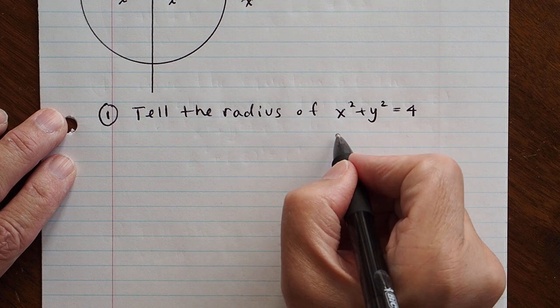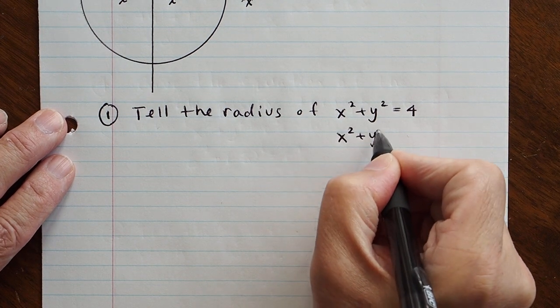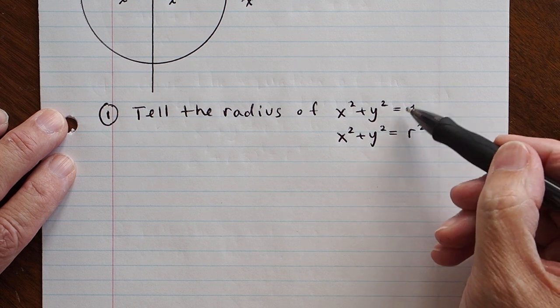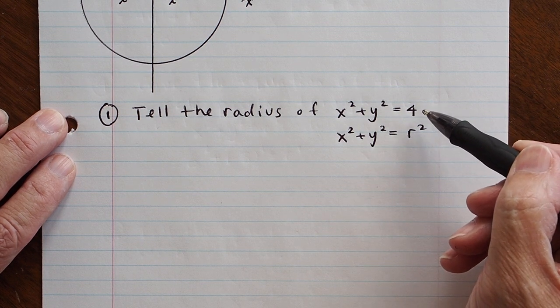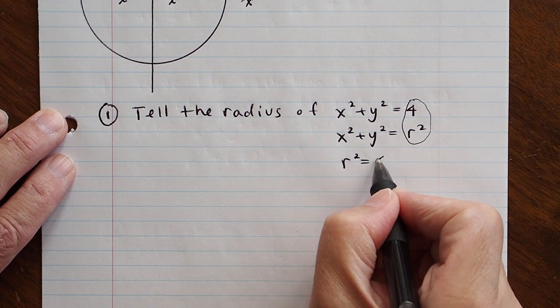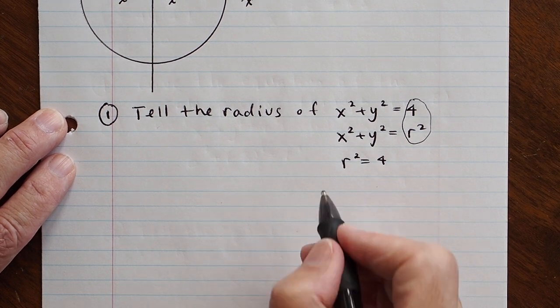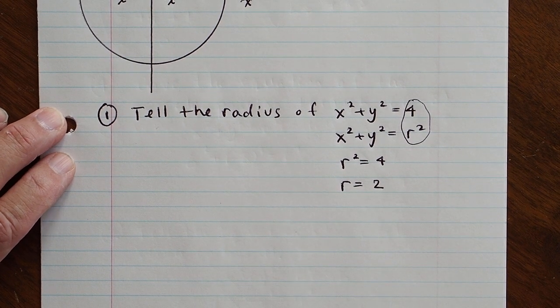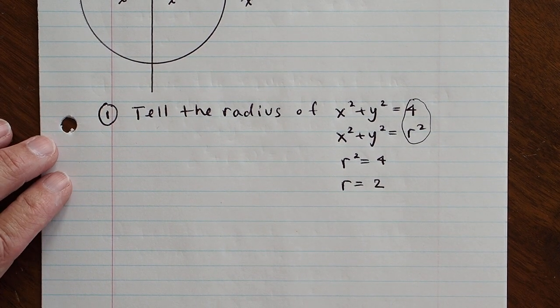Well, remember that in general, x squared plus y squared is r squared. That's right, this number you see here is always the square of the radius. To find the radius, set them equal. r squared is 4. Take the square root of both sides, but only use the positive version for your radius. The radius of a circle can never be negative.